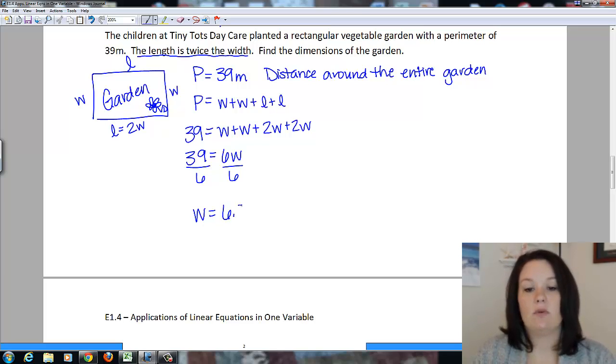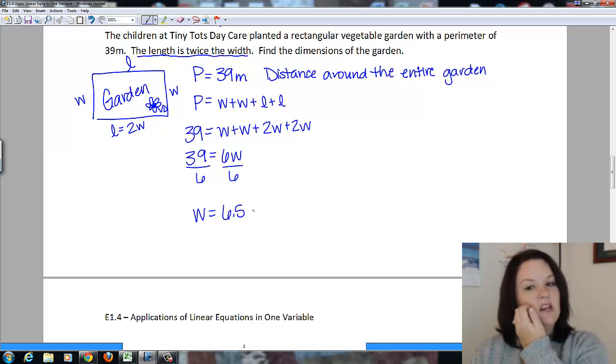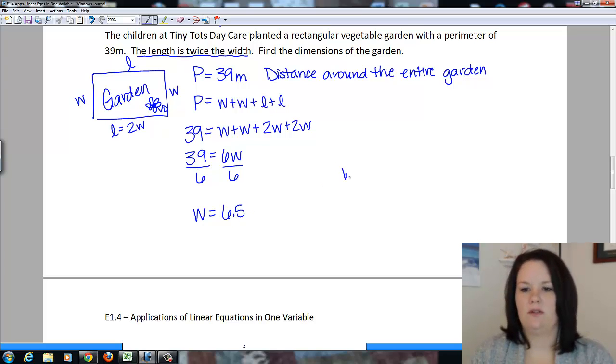Then I divide off that coefficient of 6, which gives me that W is equal to 6.5. Now remember, W was our width. So this means that the width of our garden is 6.5 meters.